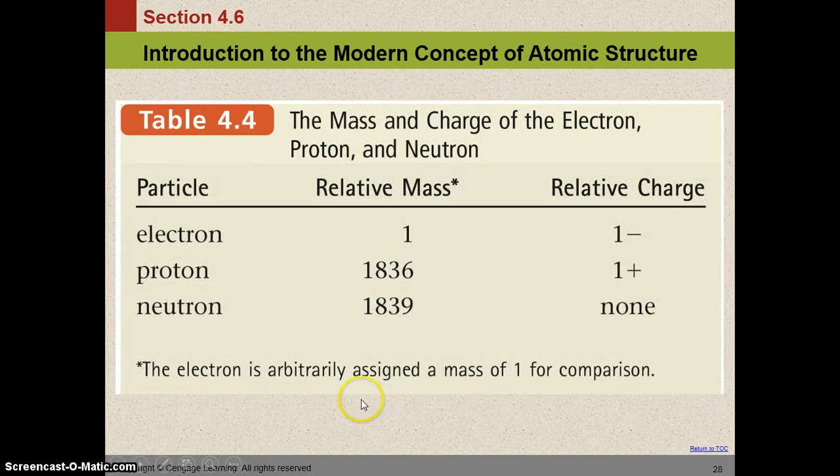This chart is from your book, and it shows the relative mass and relative charge of each of the three parts that make up the atom. Electron relative mass is 1, relative charge is -1. The proton is 1836 with a +1 charge. So notice that even though the proton is 1836 times bigger than the electron, their charges are of the same magnitude, opposite directions though. The neutron is 1839, so it's a little bit larger in mass than the proton, but really nothing that's going to change the way that we do our calculations, and it has no charge at all.